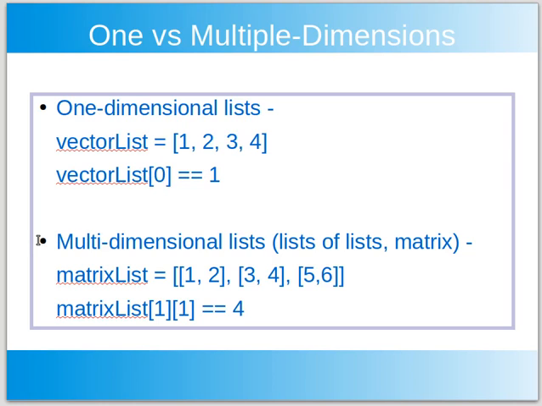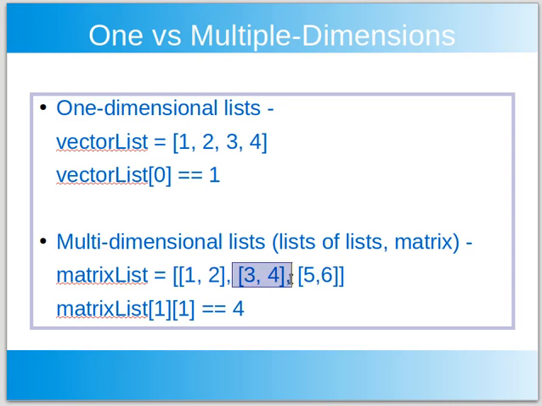Multi-dimensional lists, also known as lists of lists, multi-dimensional arrays, or matrices, similar to math. So for example, matrix list, all this stuff over here. In order to reference this one in particular right here, it would be matrix list 1, 1, because this would start at 0. Inside of this would be the first array, this would be the second one, this would be the third one. So since it's 0 indexed, you start 0, 1.